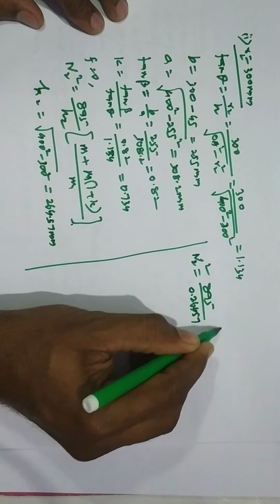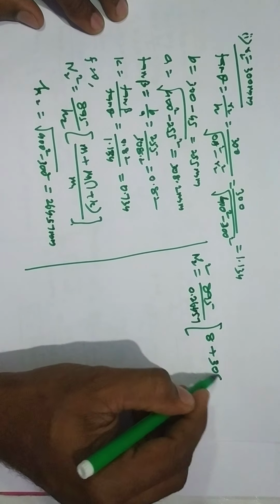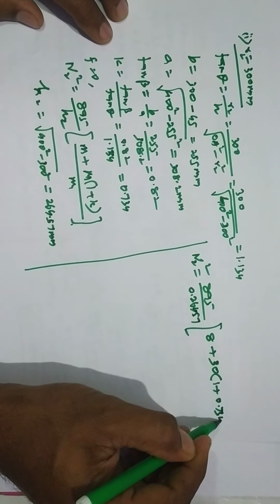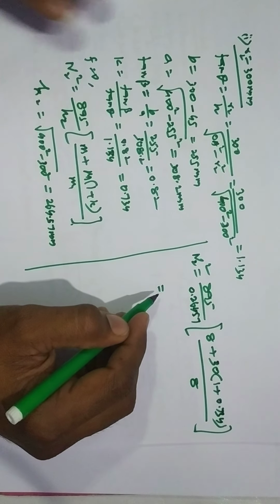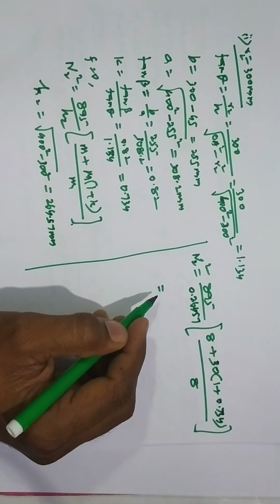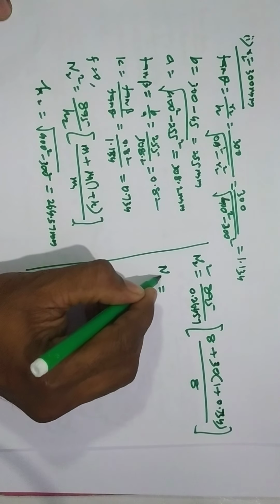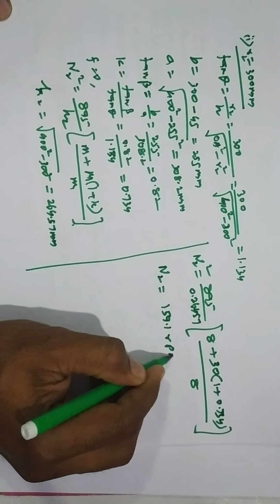Now substitute all the values in the n2 equation, so n2 square equal to 895 divided by 0.26457, into 8 plus 30, into 1 plus the k value 0.734, divided by 8. Finally, from that n2 square you find out n2 is equal to 159.1 rpm.